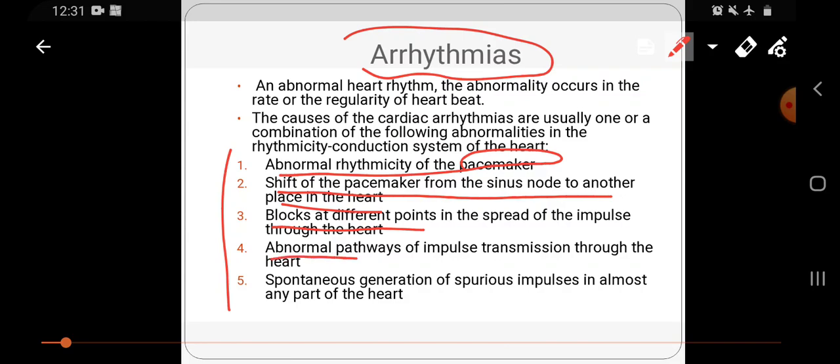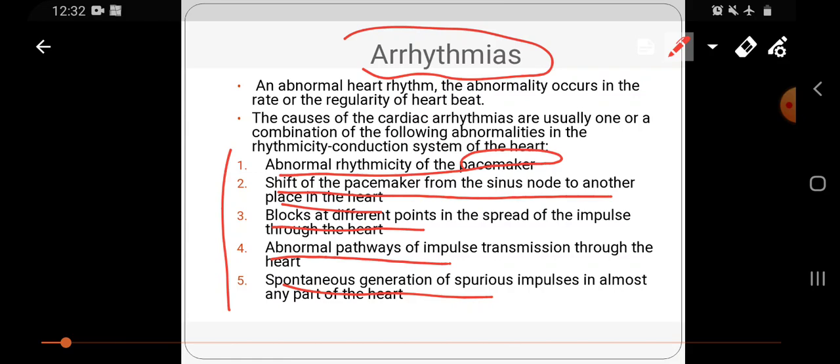Okay, it might be due to an abnormal pathway of impulse transmission. You know that usually the only pathway that transmits a signal from the atria to the ventricles is the AV node and the AV bundle. If there is an abnormal pathway that conducts the impulse between the atria and the ventricles, then this will create an abnormal rhythm. And finally, spontaneous generation of impulses in any point of the heart. If a certain part of the heart undergoes ischemia or infarction, or if it gets calcified, it might start generating impulses, and this will disrupt the normal cardiac rhythm.